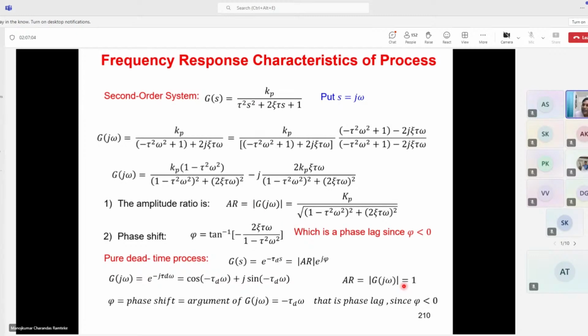So whenever I am having a dead time, the dead time has an amplitude ratio equal to 1 and the phase angle minus TD omega. Is it clear to everyone? Yes, sir.